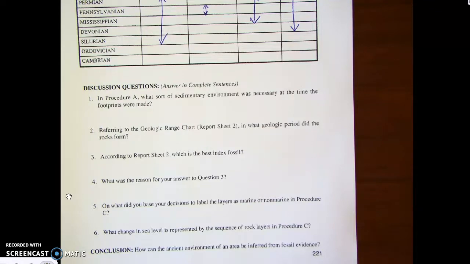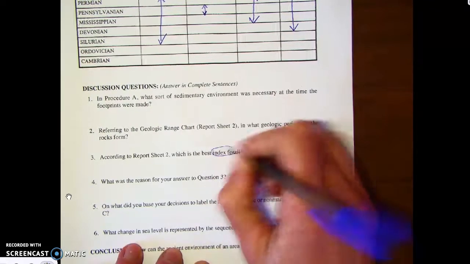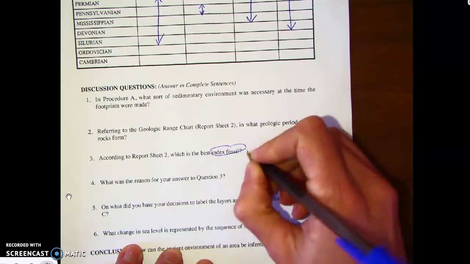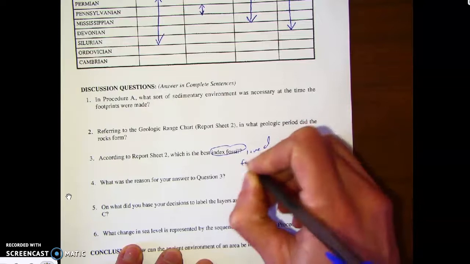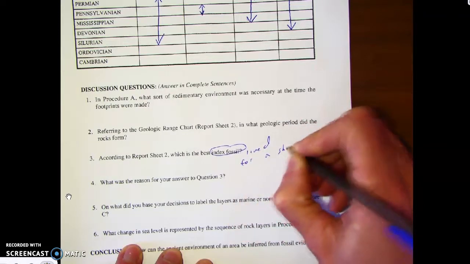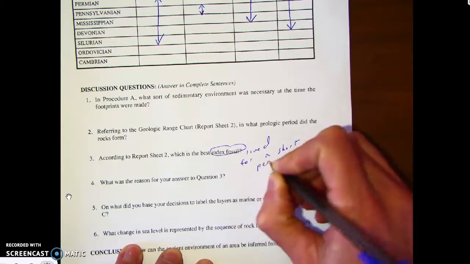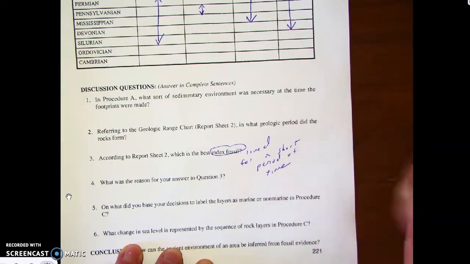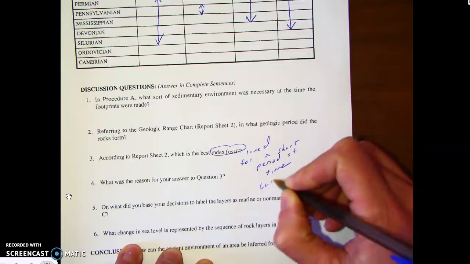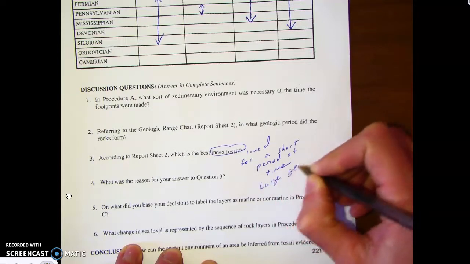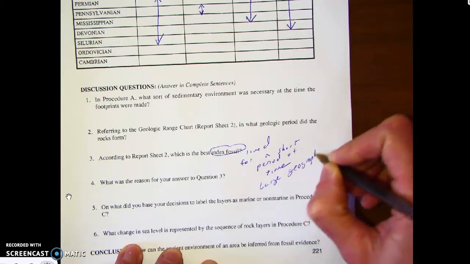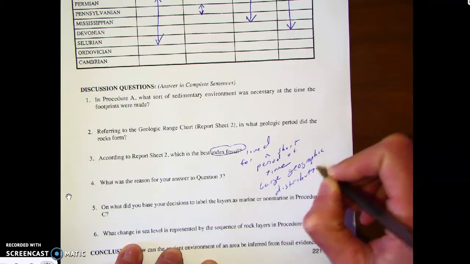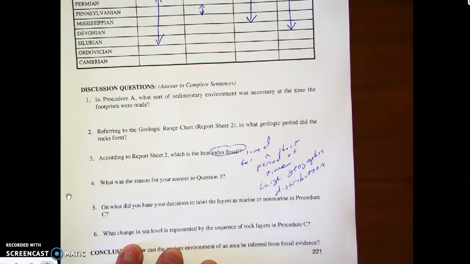An index fossil is a creature that represents a specific time period, which means that it lived for a short period of time and had a large geographic distribution. These types of fossils serve as time markers.